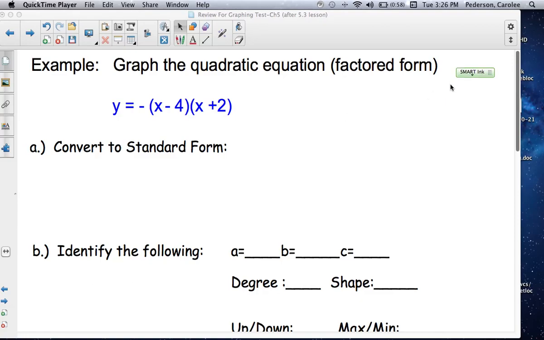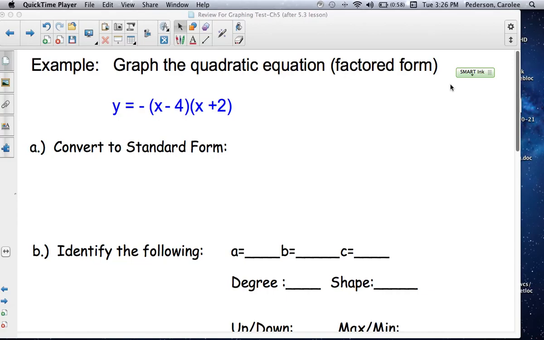This is review for our test on 5.1 to 5.3. This is part 2. We're going to continue on with graphing quadratic equations, but now we're going to focus on what if we give you an equation in factored form. This is one that I would recommend you write the problem down for.